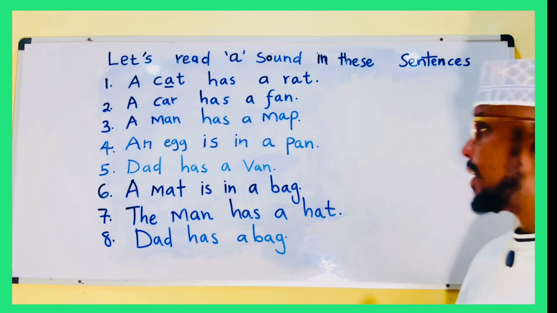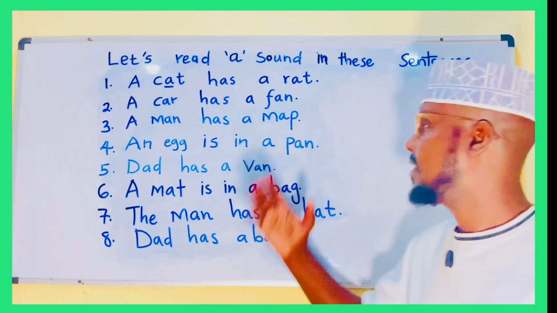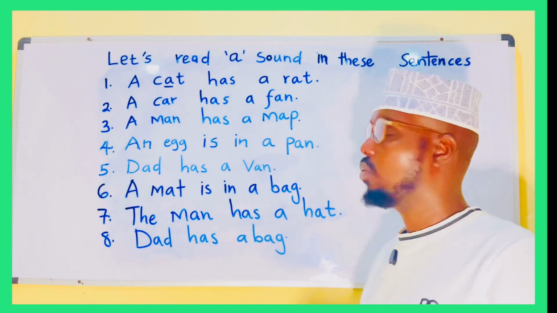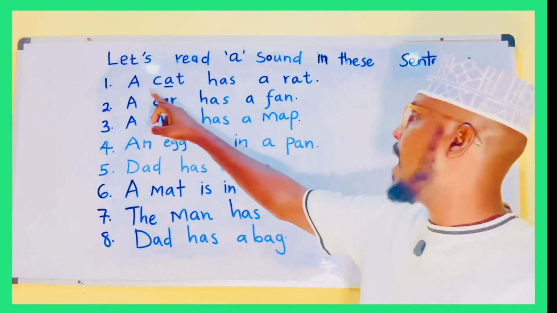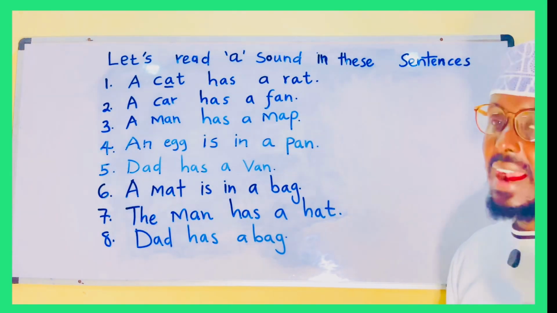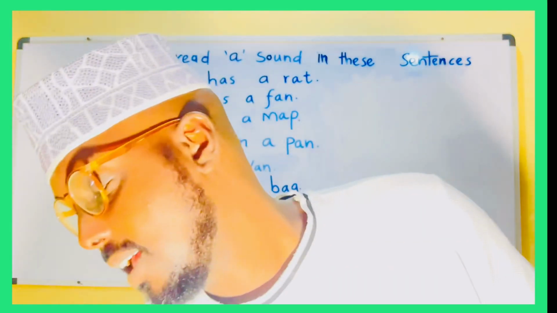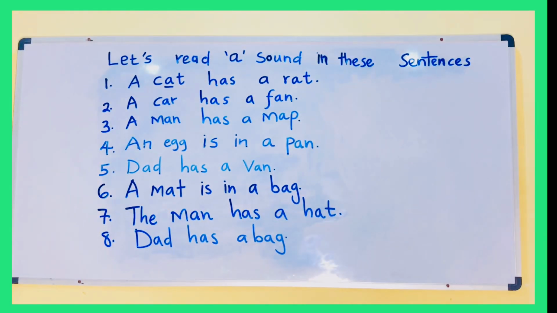So without wasting time, let us go directly to the sentences. Sentence number 1. A cat has a rat.